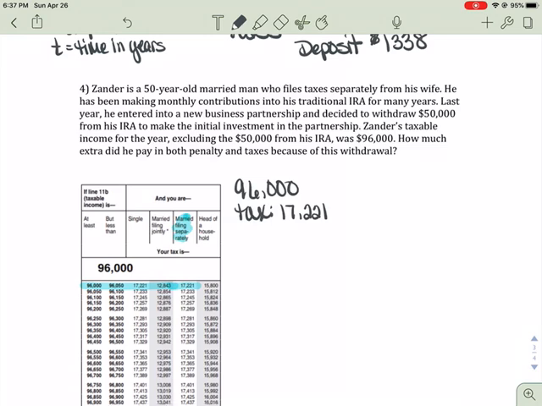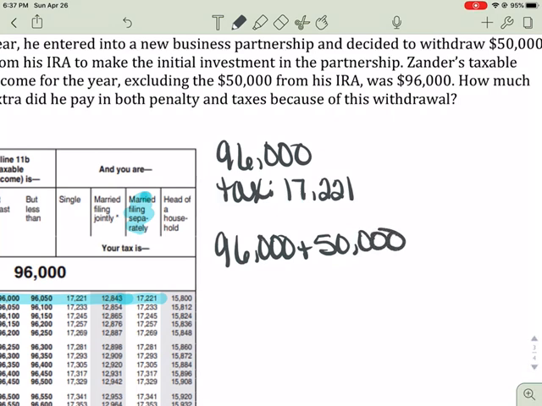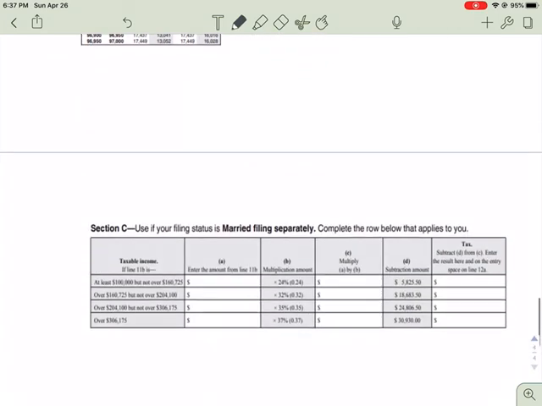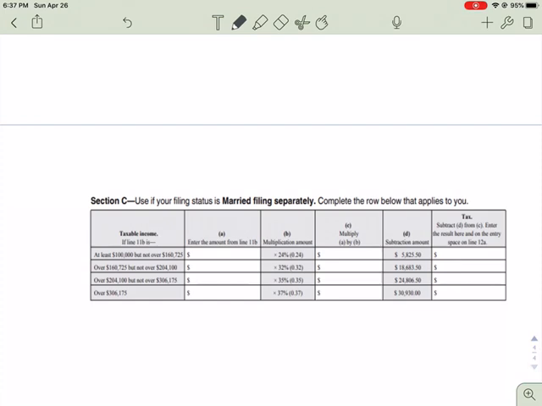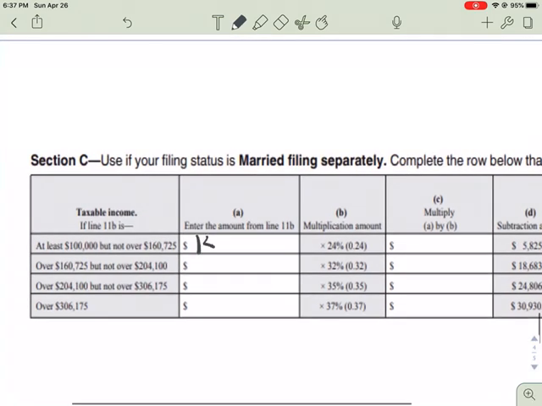Okay, now that $50,000 that he took out is considered taxable income, so we're going to have to add that to the $96,000. So with the $50,000, that's going to give us $146,000. Now, if you remember in your tax tables, this is not a list. It goes up to $99,000, which means that we have to jump to the sections where it's over 100,000. So I had to pull up the one that said married but filing separately, which was section C. Now his was 146,000. So if you look, that's the first row.